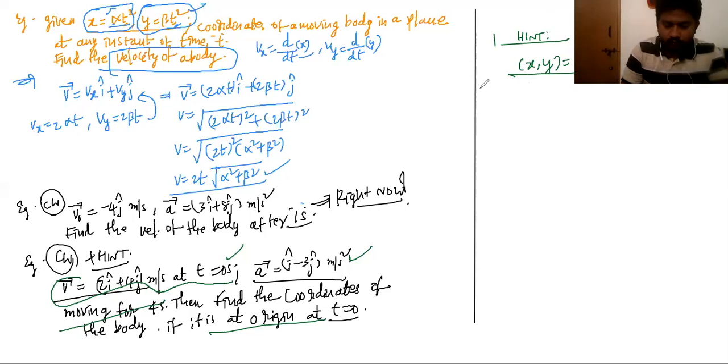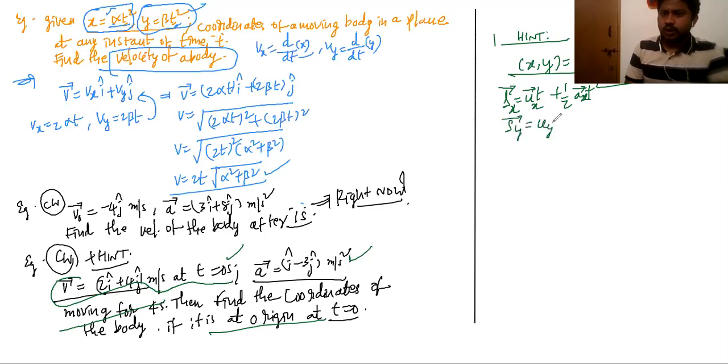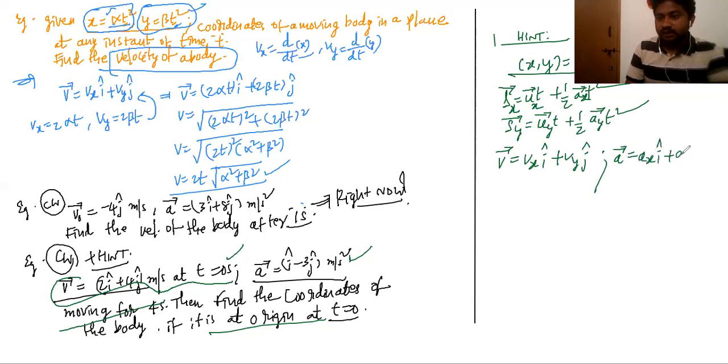So we have the formula s is equal to ut plus half at square in terms of vectors. See here, horizontal displacement sx bar is equal to ux bar into t plus half into ax bar into t square. Similarly, sy bar is equal to uy bar into t plus half into ay bar into t square. Your v bar can be written in the form of vx i cap plus vy j cap, and your a bar can be written as ax i cap plus ay j cap, my dear children.